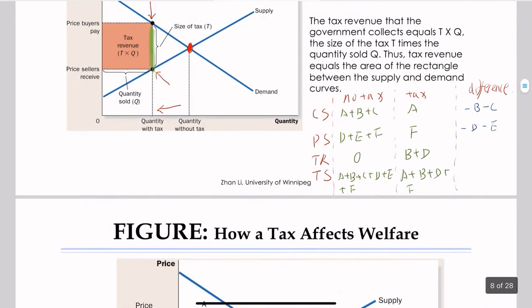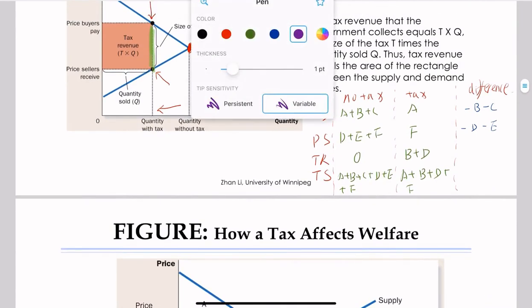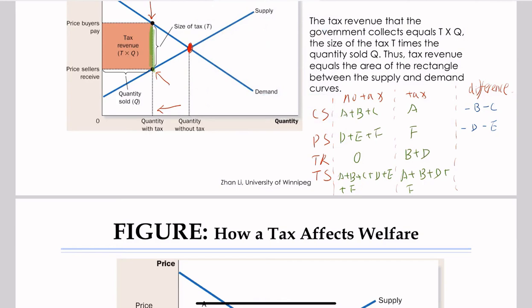And what is the difference in tax revenue? Well, tax revenue obviously would increase because now we have tax. So it's B plus D, right? Now, what is the total difference? Well, to look at the total difference, you could just sum up these three pieces of differences, right? This gives you minus C minus E, right?